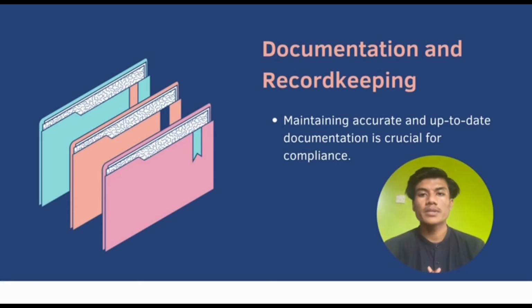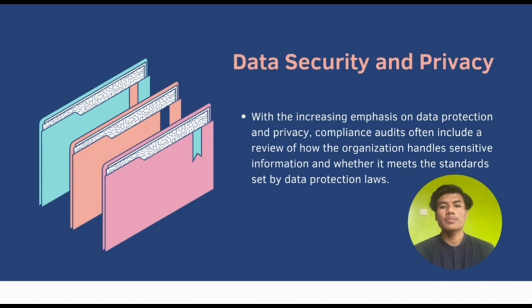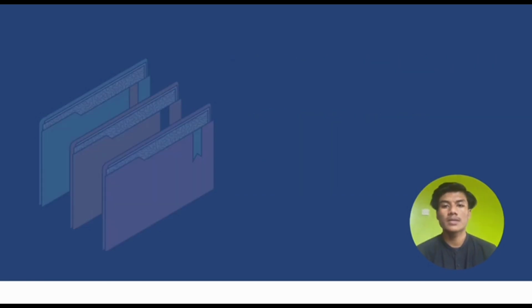Third is documentation and record keeping. Maintaining accurate and up-to-date documentation is crucial for compliance. Audit may focus on the organization's record-keeping practice to verify that necessary documents are in place. Fourth, data security and privacy. With the increasing emphasis on data protection and privacy, compliance audit often includes a review of how the organization handles sensitive information and whether it meets the standard set by data protection laws.